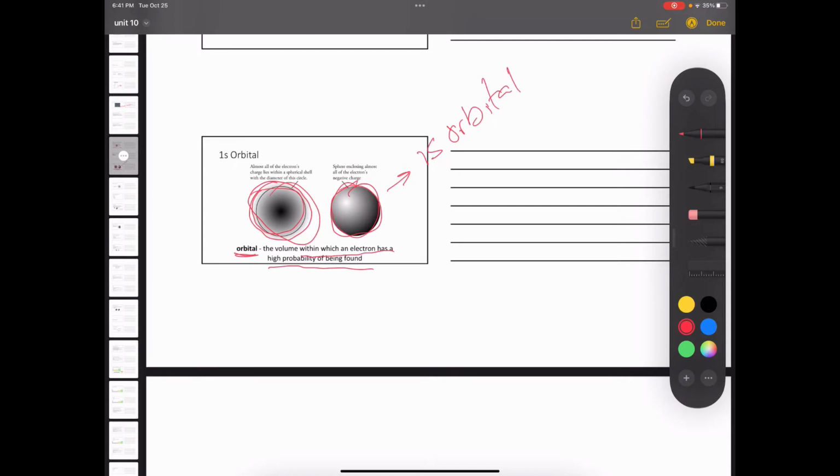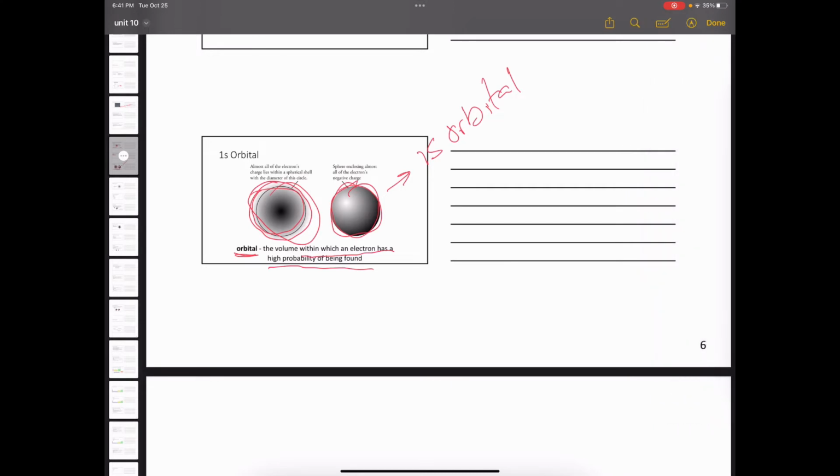In a couple of slides, you will also find out that the s orbital, regardless if it is the 1s, the first principal energy level, or the 2s, the second principal energy level, or the 3s or the 4s, will always have a spherical shape. That's how the s orbital exists in three dimensions around the nucleus. Okay?